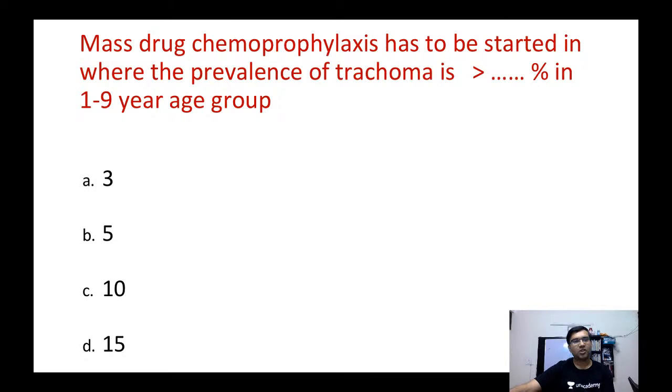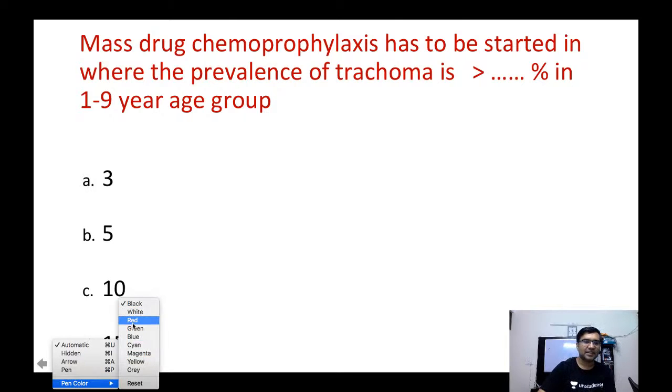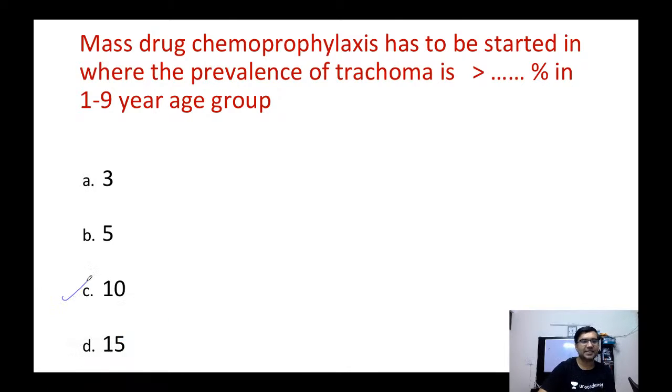Okay, so mass drug chemoprophylaxis, what it means is that if we get a prevalence more than X percentage, then we have to basically give the prophylaxis to all of the population. Okay, so the answer here is, as Rajesh, Shubham and Latika have told us, C, that is 10%. Just remember.